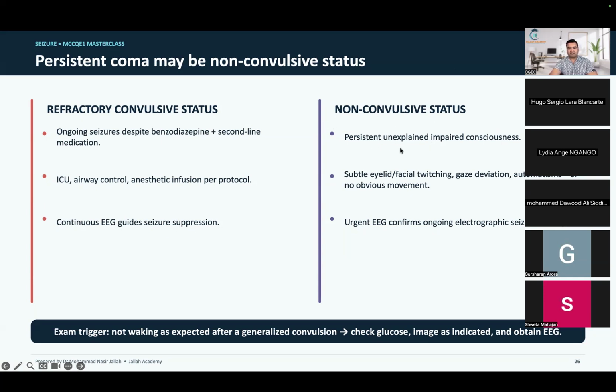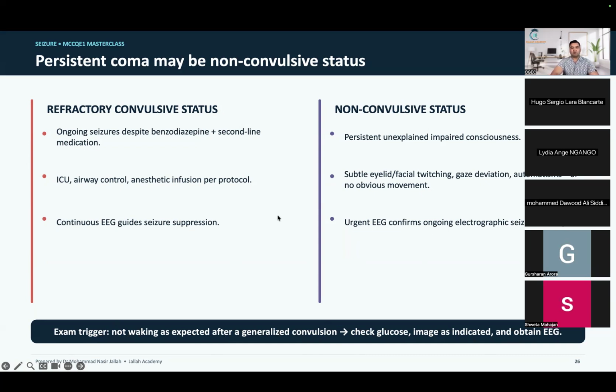Non-convulsive status: persistent unexplained impaired consciousness, subtle eyelid or facial twitching, gaze deviation, automatism, or no obvious movement. Urgent EEG confirms ongoing electrographic seizure activity. Exam trigger: not waking as expected after generalized convulsion. Check glucose, imaging as indicated, and obtain EEG.